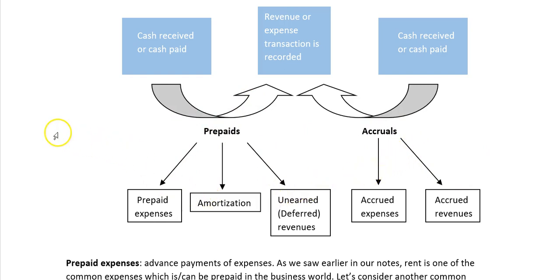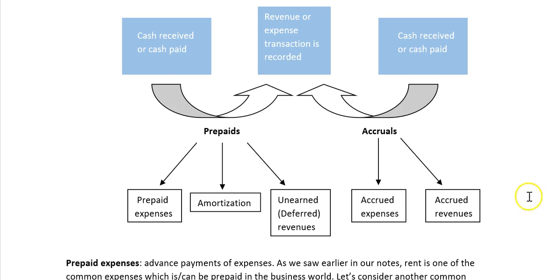Some examples of prepaids: we have prepaid expenses, so for example, if you pay for your rent in advance. You have amortization, so this would be a situation where you buy a capital asset and you use it up over time and you recognize the expense on that asset slowly as you use it. And finally, we have unearned or deferred revenues. So this is a situation where a customer pays you in advance for a product or service, and you are now obligated to fulfill your side of the deal.